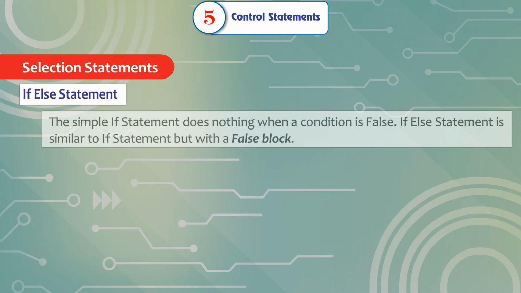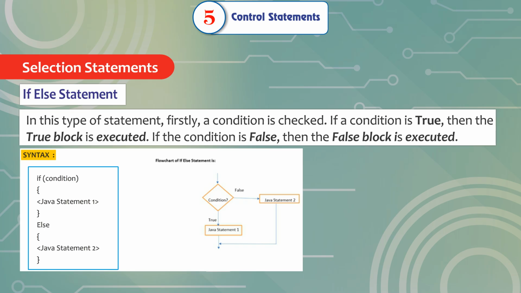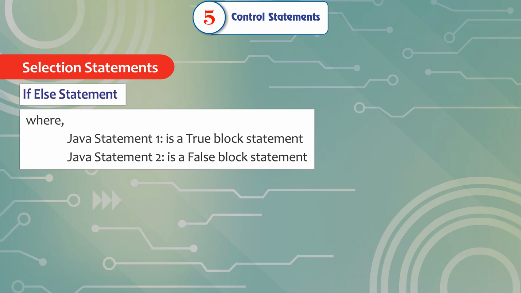If else statement. The simple if statement does nothing when a condition is false. If else statement is similar to if statement but with a false block. In this type of statement, firstly, a condition is checked. If the condition is true, then the true block is executed. If the condition is false, then the false block is executed. After executing the true block or false block, the control comes out of this conditional statement. It is also called a bidirectional decision-making statement, where Java statement 1 is a true block statement. Java statement 2 is a false block statement.